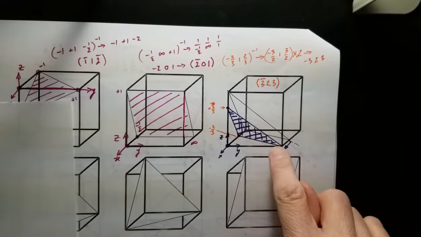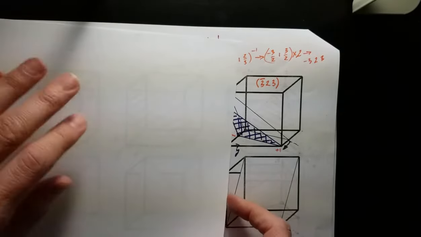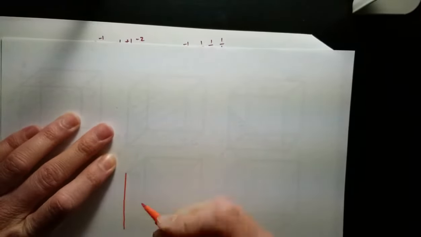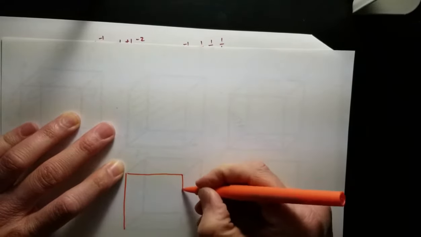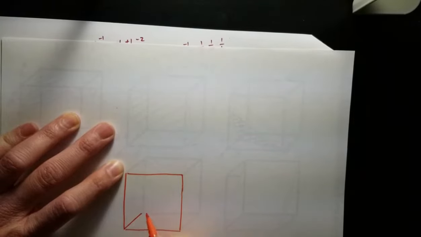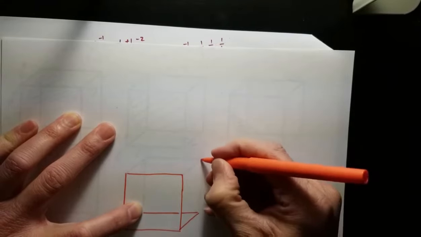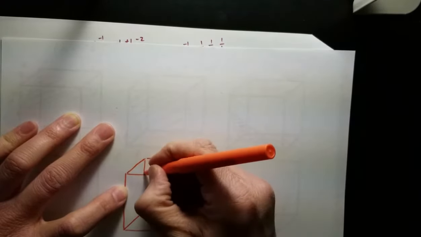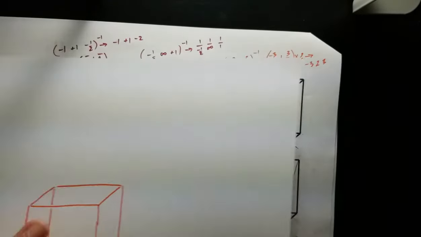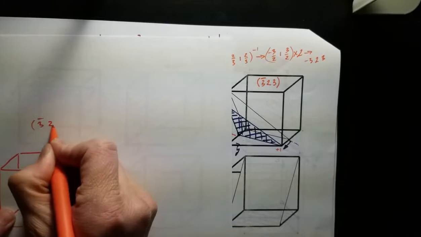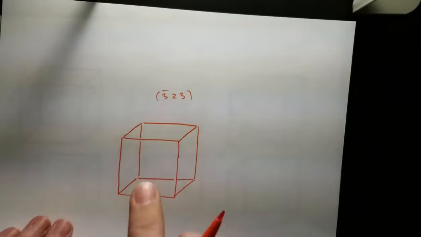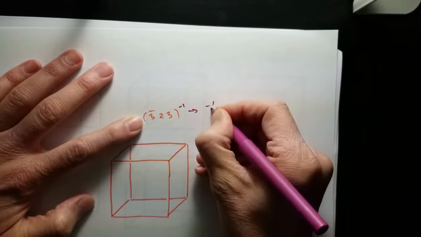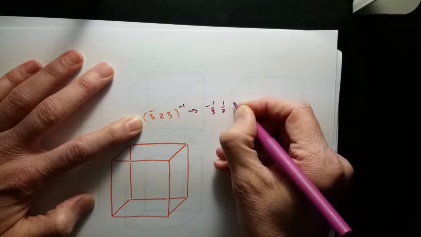I want to point something out to you, though. So this is our plane. I want to point out that we can go backwards now. So I'm going to trace one of these planes on a blank sheet of paper, or one of these cubes. So I've got a cube, and let's draw the 3 bar, 2, 3 plane here. Okay, if we do that, first thing we do is take the inverse. So that gives us minus 1/3, 1/2, 1/3.